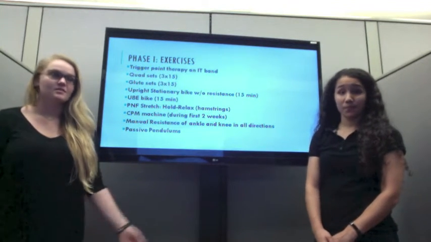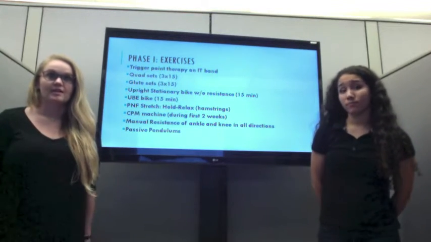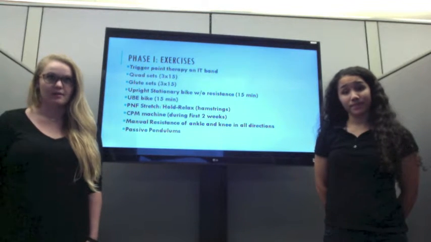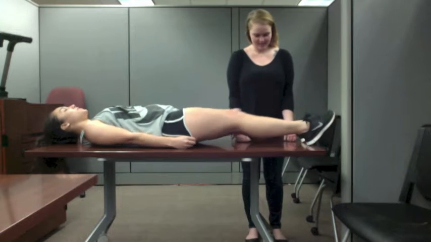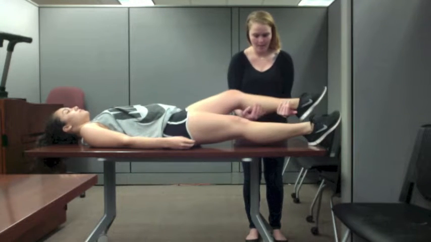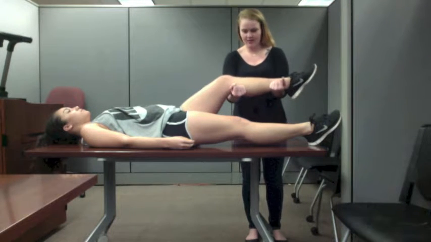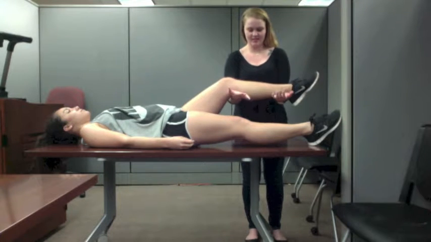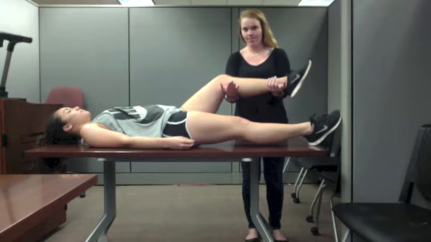Some of the exercises are listed here, and we will also now demonstrate the passive pendulums for range of motion of the hip. Pendulums for the hip are performed by having the patient lay on their back on an elevated surface, and the clinician or caregiver standing beside the affected limb, and creates a backward and forward sawing motion with their arms throughout an arc of 30 to 70 degrees of hip flexion for 20 minutes, 3 times a day.